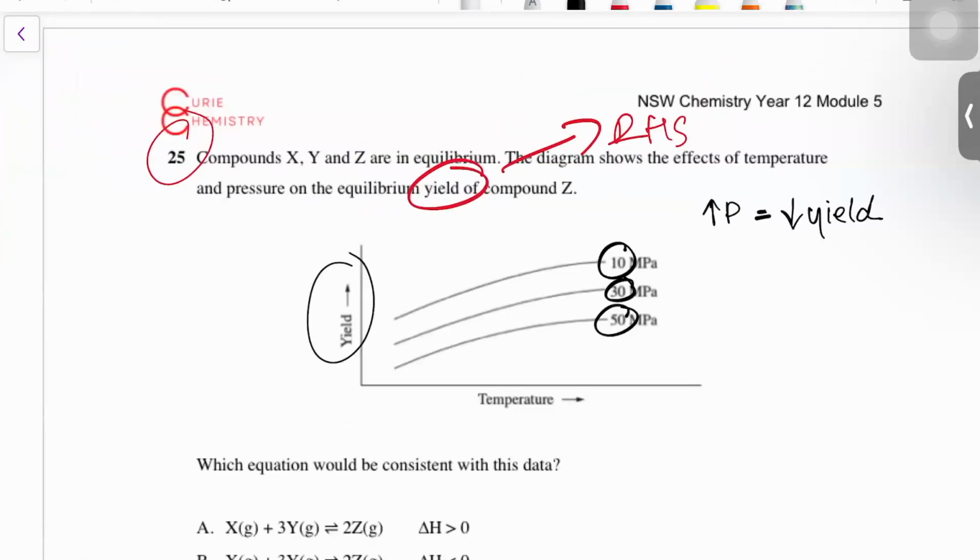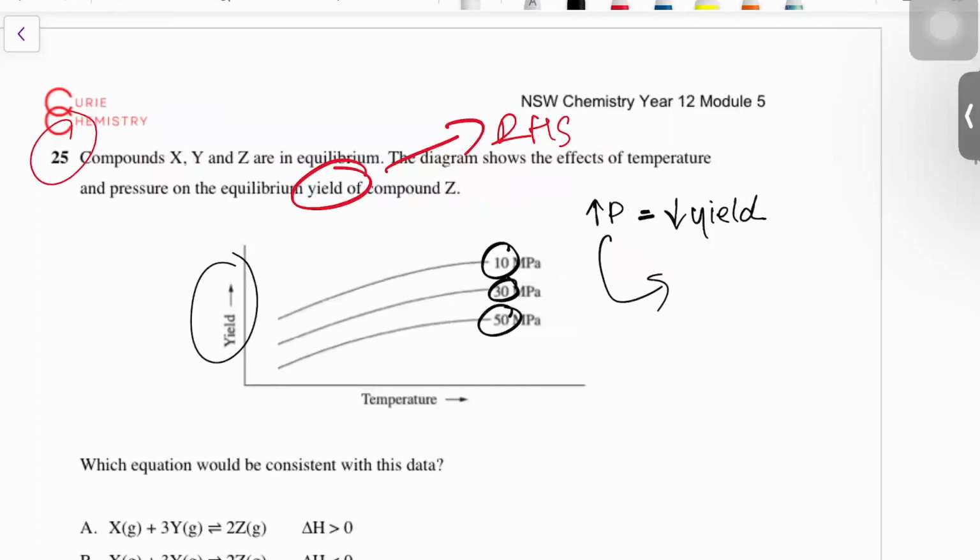Yield is on the right-hand side. Z has to be on the right-hand side. So if your yield increases, that means that your equilibrium has shifted to the right. If your yield decreases, that means that increasing pressure caused a shift to the left. Increasing pressure causes a shift to the left.